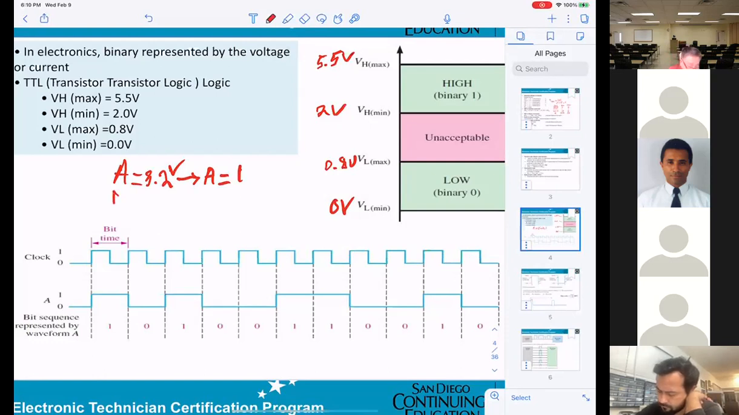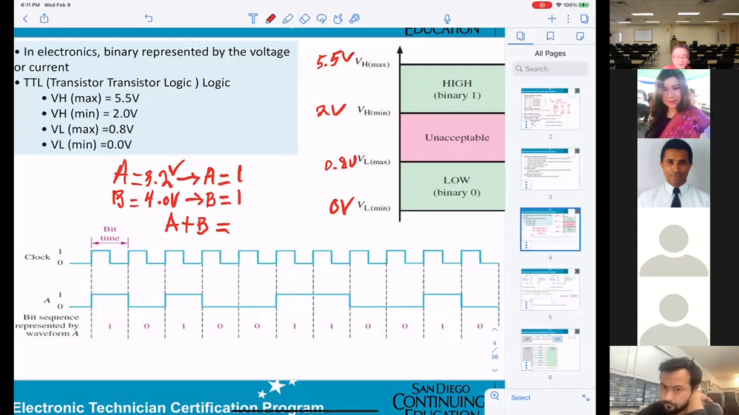If B measures 4 volts, what is B? 1. Now, when I say A adding to B, what do you think you get? 2? It's not 2. We're dealing in digital, so you can only get zeros and ones.